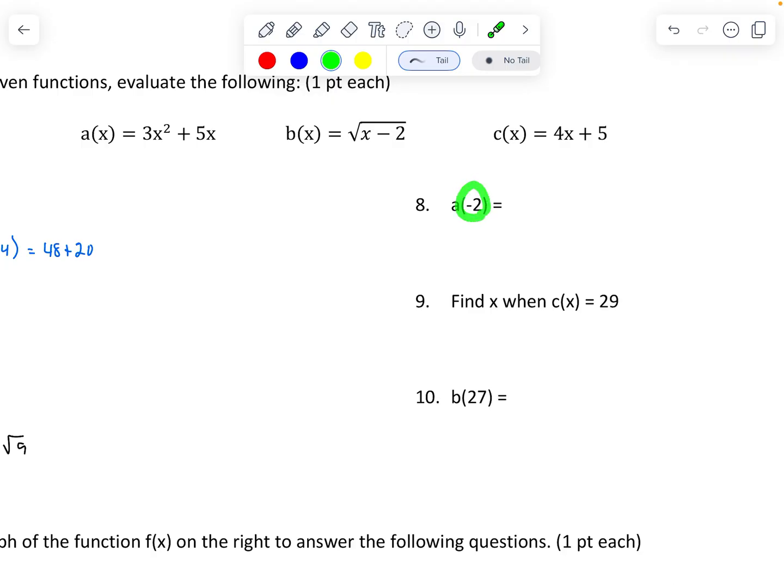A of -2, be careful with negatives, especially when you're plugging it into x squared. A lot of times people will type this wrong on a calculator, but this is going to be 3 times -2 squared in parentheses plus 5 times -2. So you square this number first, making it positive, and then times 3 gives you 12. So it's 12 minus 10, which is 2.